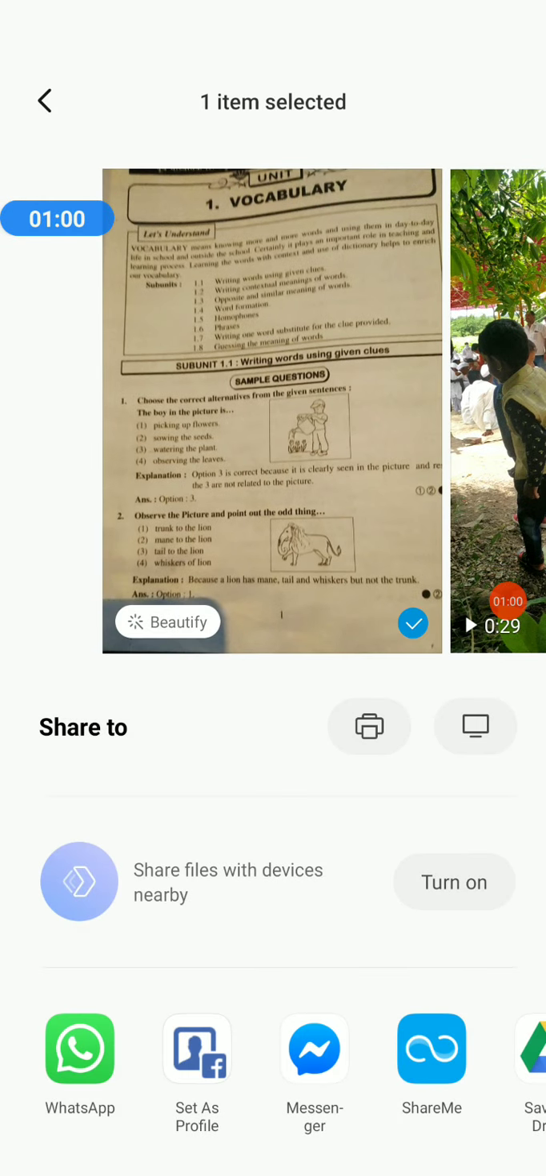In that picture, we can clearly see that the boy is watering the plant. So the third option is the right option for that question. I hope you understand that.